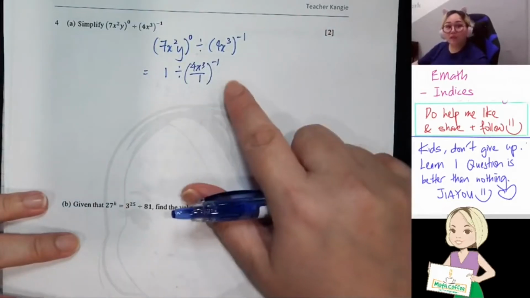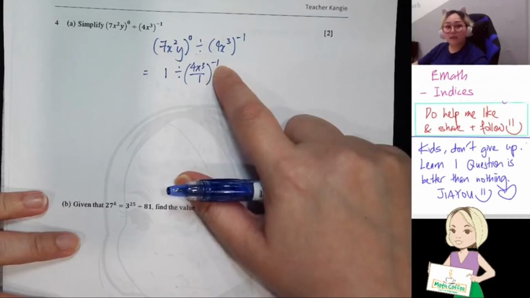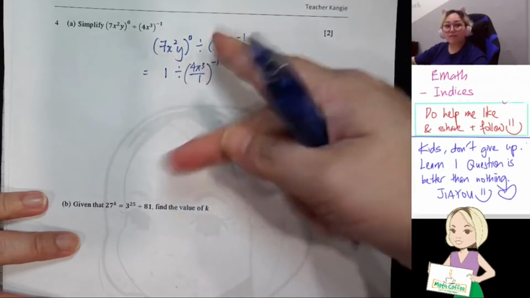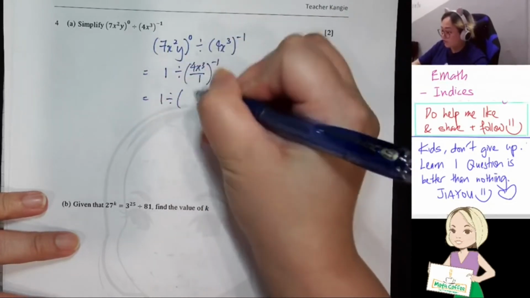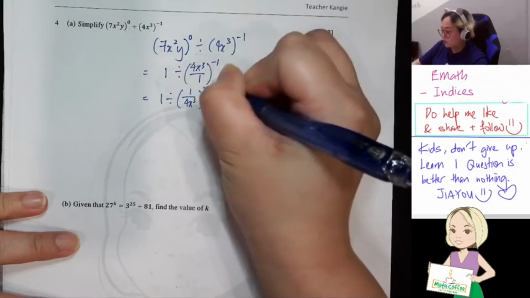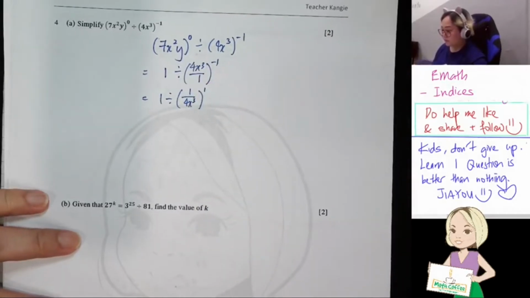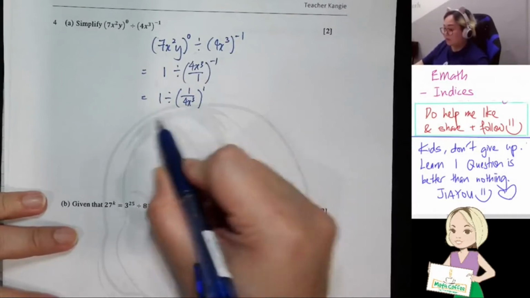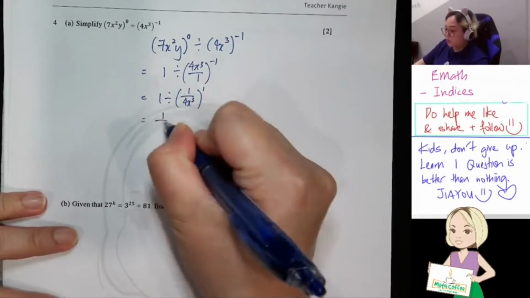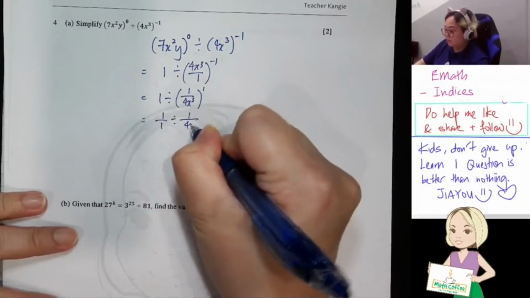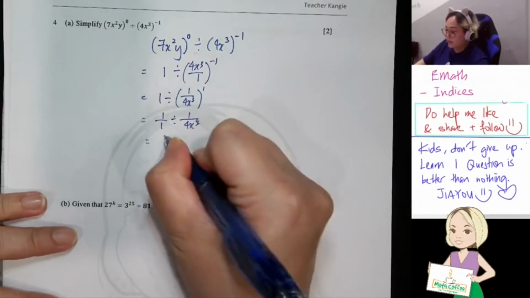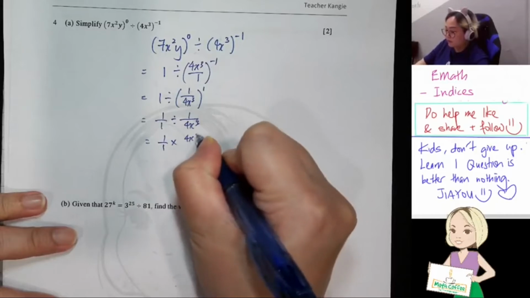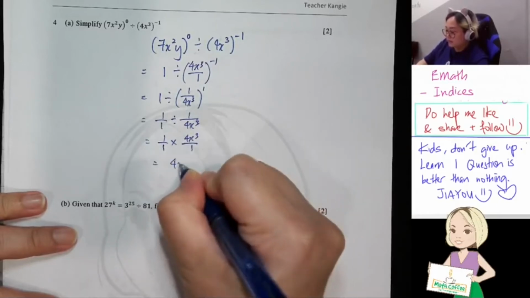Then what do I do? Because this is negative index, negative 1. So one way to make it positive is you can swap the inside, flip. So this becomes 1 divided, no change. So this one flipped becomes 1 over 4x cubed to the power of 1. Yes, flip the fraction. Then how we're going to do this one is, this is 1 over 1 divided by 1 over 4x cubed. Change the divide to multiply, so it becomes 1 over 1 times 4x cubed over 1. So in the end, the answer is just 4x cubed.